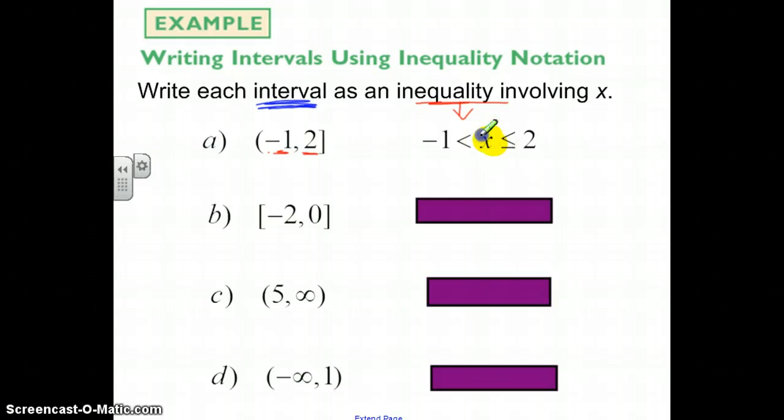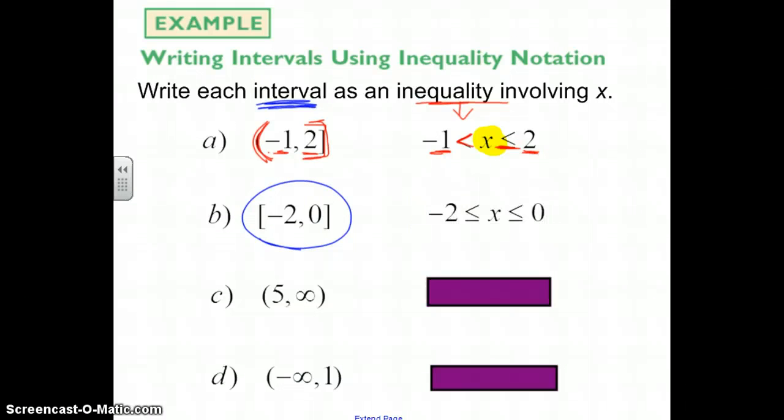X is sandwiched in between, -1 is the lower, up to 2. Notice that I have an open, not equal to sign, open dot on the left, and since this is a bracket, I will close, which means all the values are equal up to and including 2. So for this one, it's another between statement. I want all the values of x that are between -2 and 0, and it looks like I can include both, so use those equal signs on both sides.